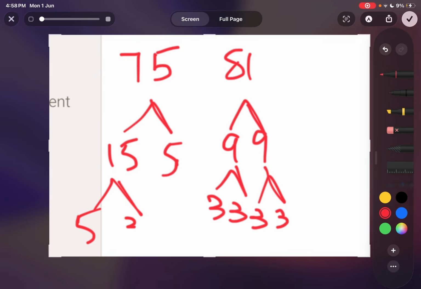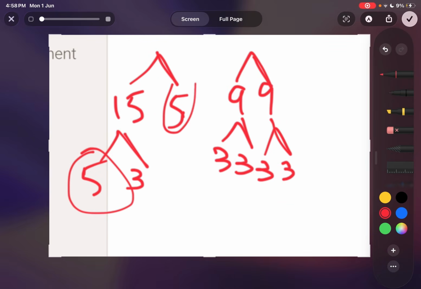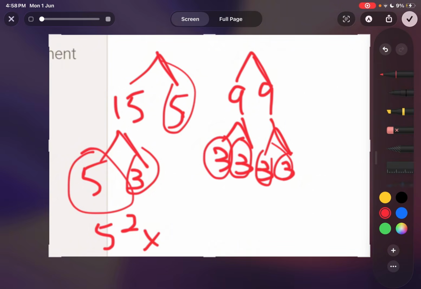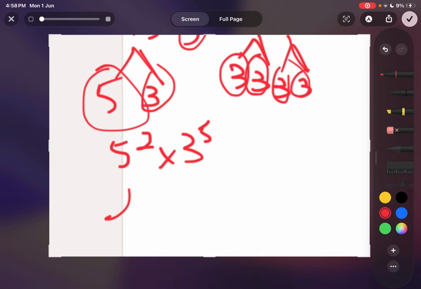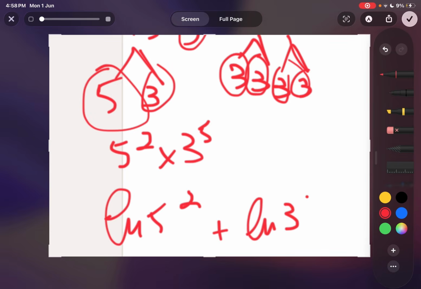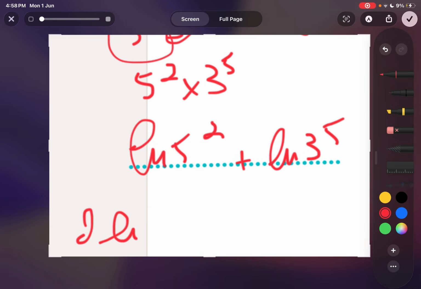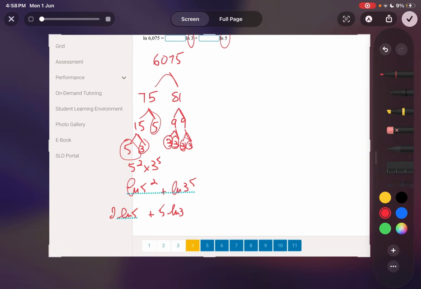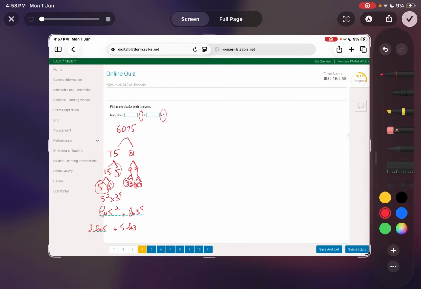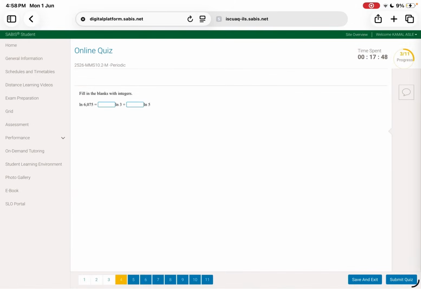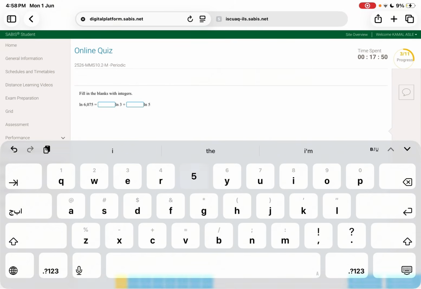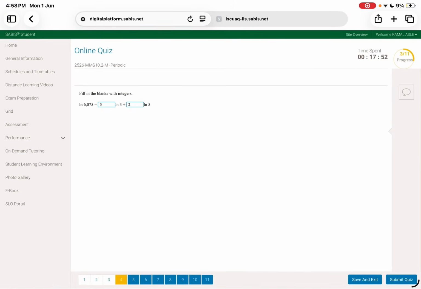This is 5 and 3. So how many 5s do you have? 1, 2. So it's 5 to the power of 2 times 1, 2, 3, 4, 5, 3 to the power of 5. So now it's ln 5 squared plus ln 3 to the power of 5, which is 2 ln 5 plus 5 ln 3. So it's 5 ln 3, 2 ln 5. It's very simple.